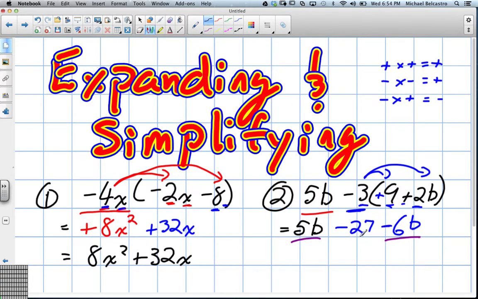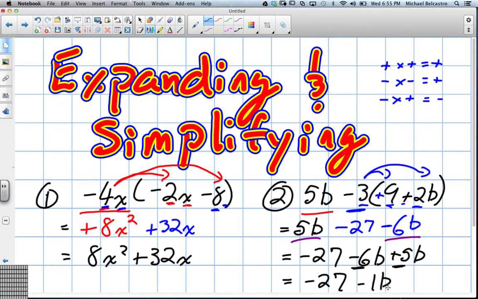This 27 is negative. I'm going to bring it to the front. It still stays negative. I think in yours you made it a positive when it moved. So now we have negative 6b, and I just rearranged this. What's this 5b? Is it negative or positive? Positive. So think of it like plus 5b. We're going to add these together. What's negative 6 plus 5? Negative 1. That's right. So we have negative 1b.